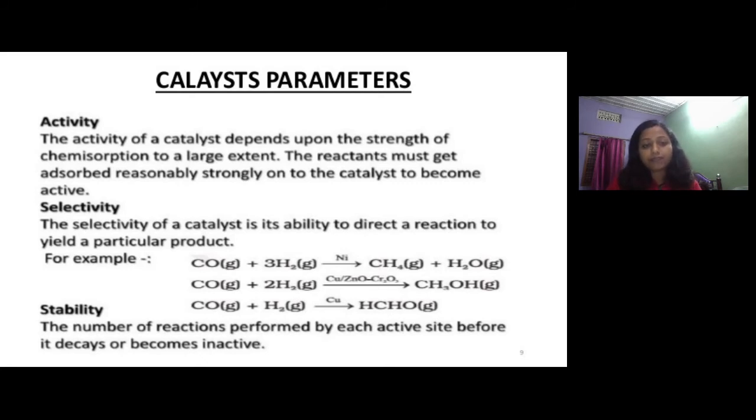Then selectivity. The selectivity of a catalyst is its ability to direct a reaction to yield a particular product. It is called selectivity. Then stability is the number of reactions performed by each active site before it decays or becomes inactive. Yes, after performing many reactions, a catalyst can become inactive, and the stability is how much time it has performed the reaction.